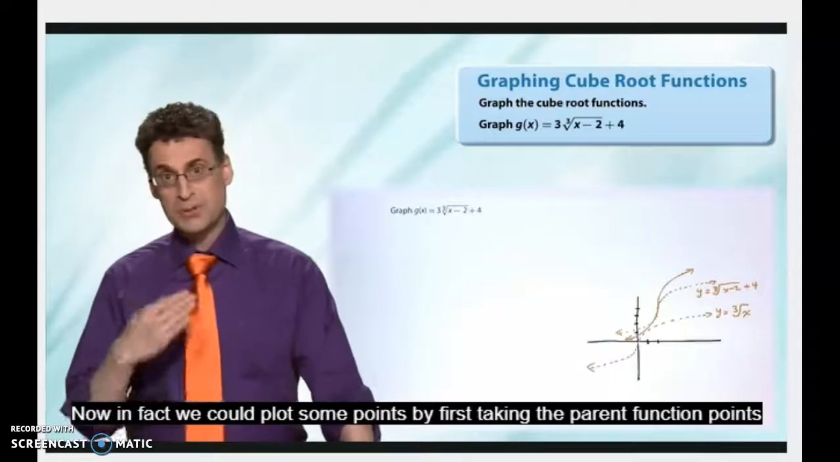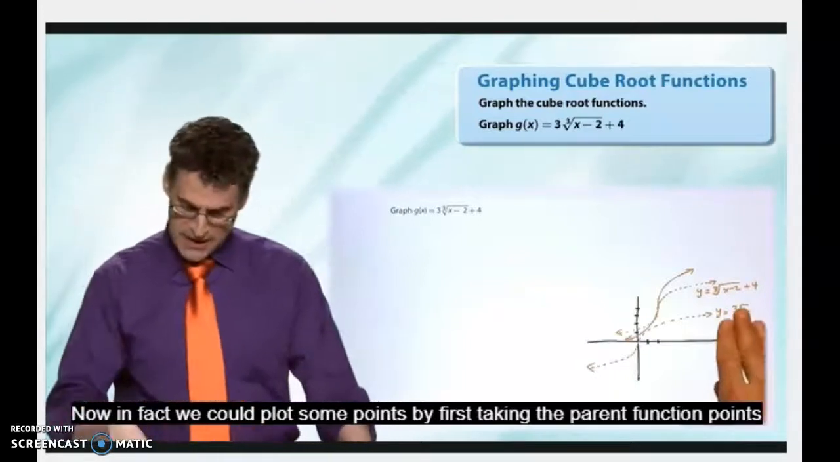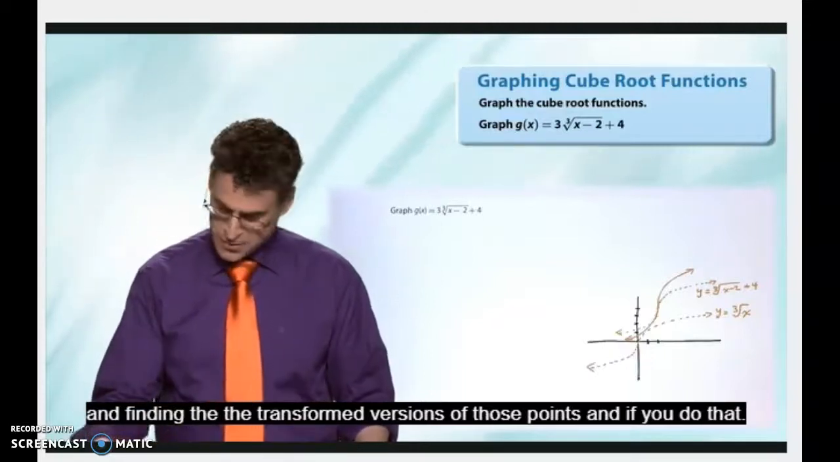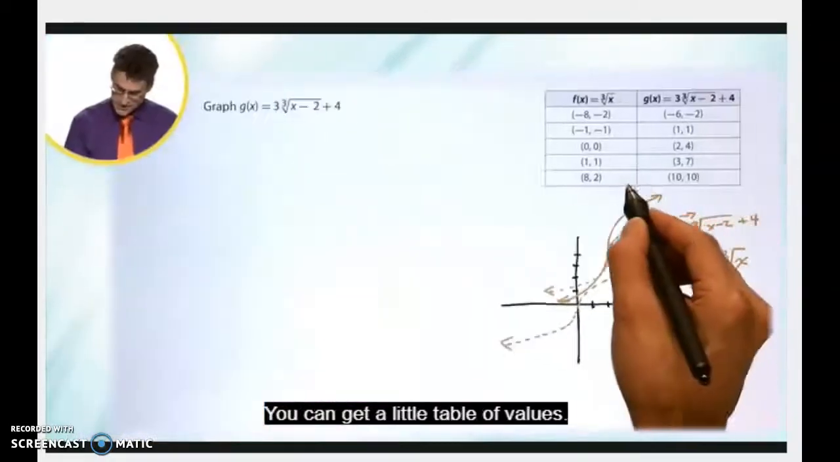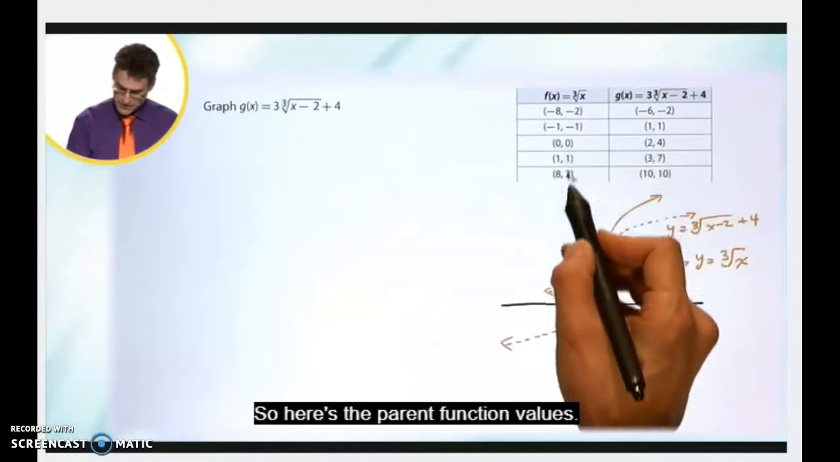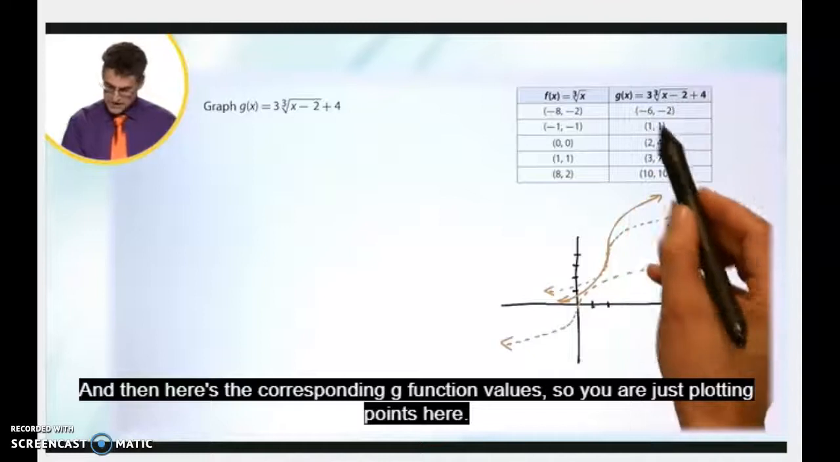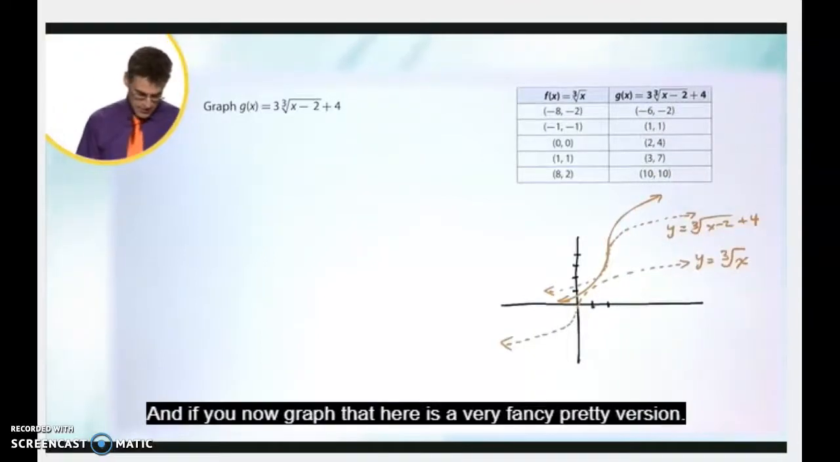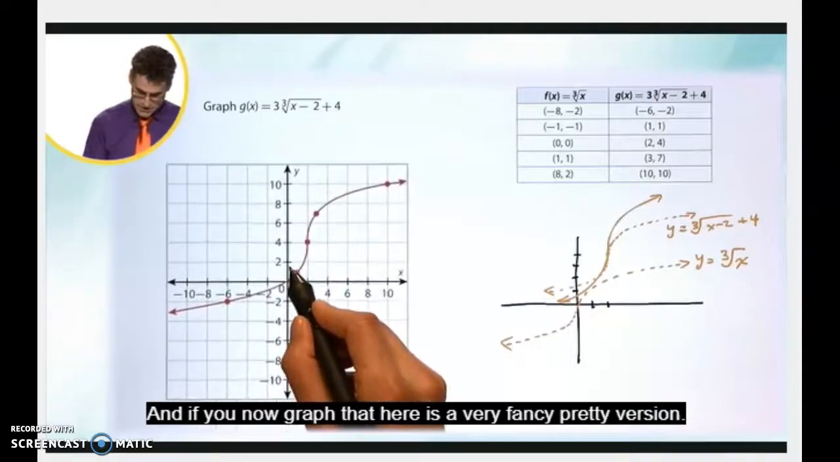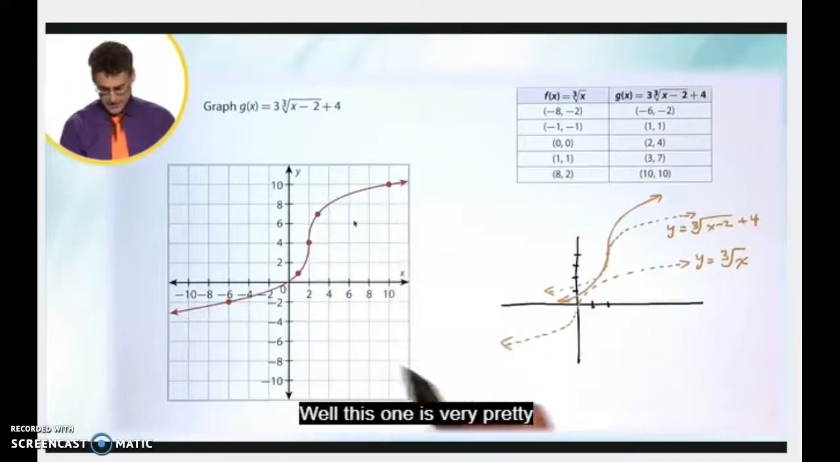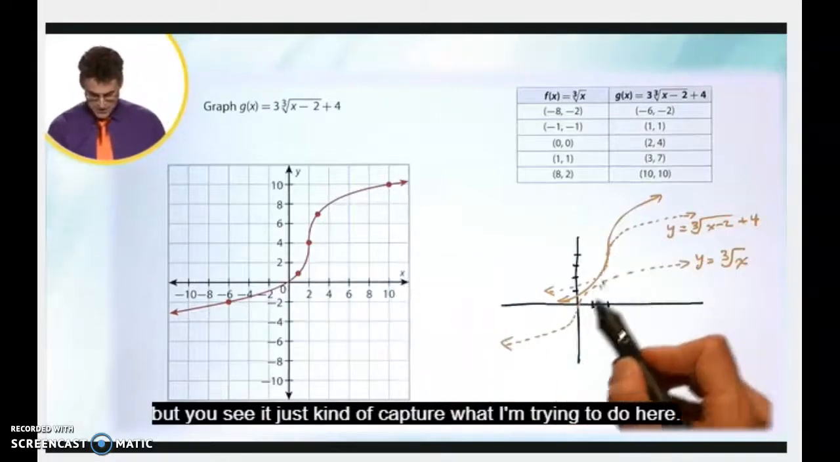Now, in fact, we could plot some points by first taking the parent function points and finding the transformed versions of those points. And if you do that, you can get a little table of values. So here's the parent function values, and then here's the corresponding g function value. So you're just plotting points here. And if you now graph that, here is a very fancy, pretty version.